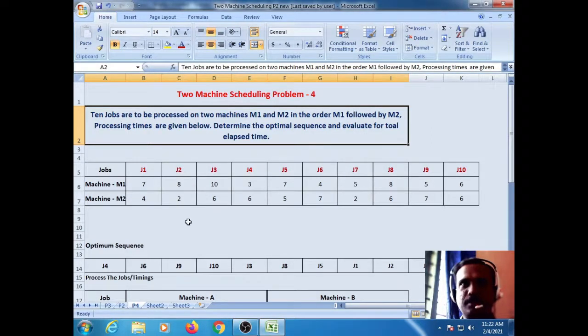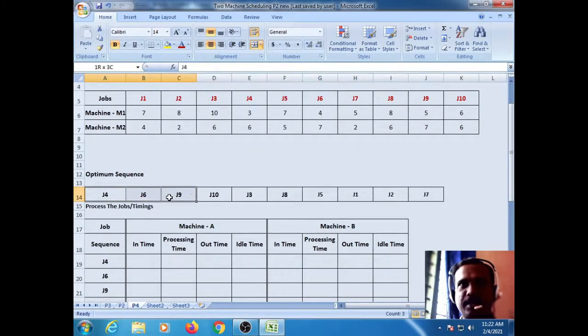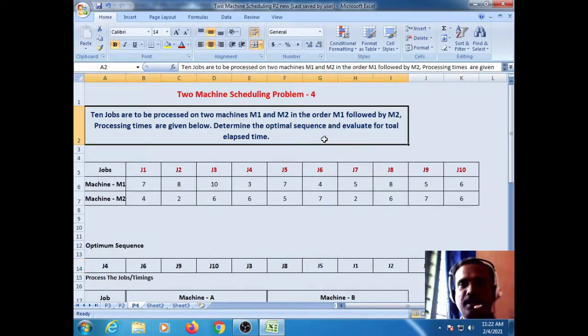I have already calculated the optimum sequence according to this problem. So now in this session I want to calculate the total elapsed time. I have already determined the optimum sequence, and now let us start how to calculate the total elapsed time.